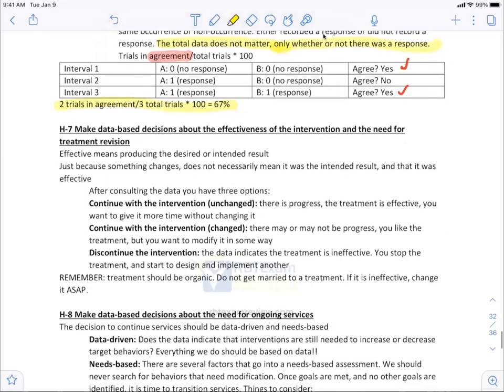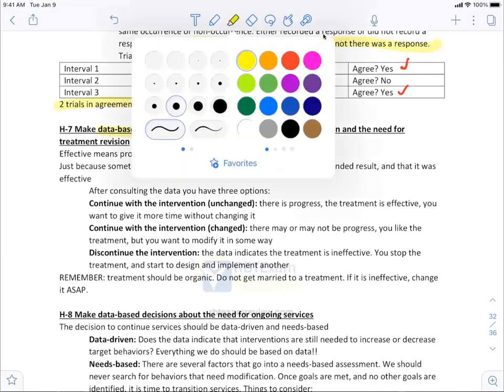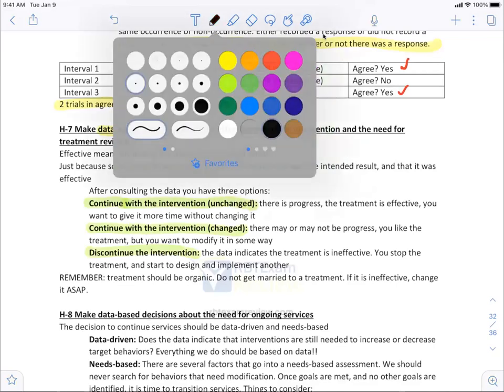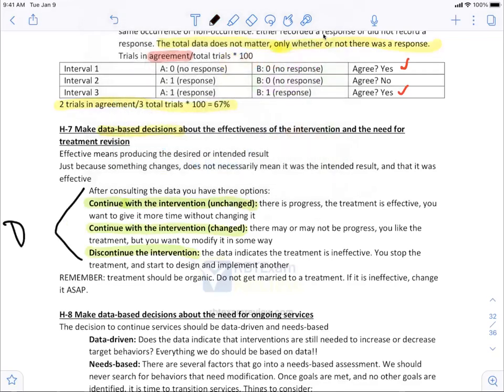H7, make data-based decisions about the effectiveness of the intervention and the need for treatment revision. It sounds familiar because they're trying to hammer this home. Everything is data-based, okay? And this is where we're going to determine, do we continue the intervention unchanged? Do we continue with the intervention but change it, or do we discontinue the intervention altogether? How do we determine that? Well, there's one simple word: data.